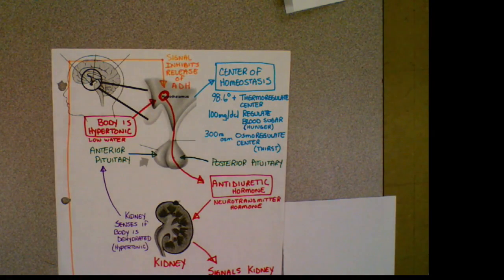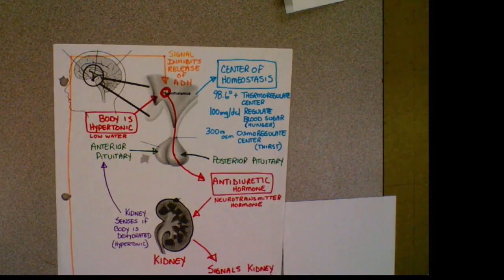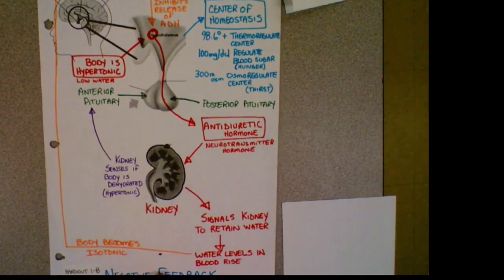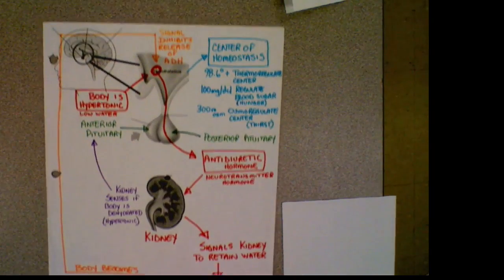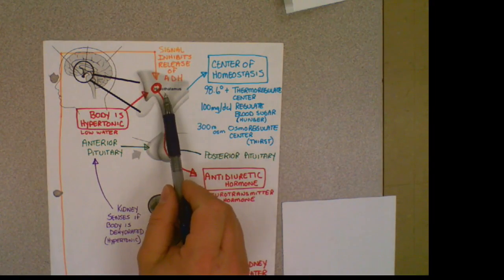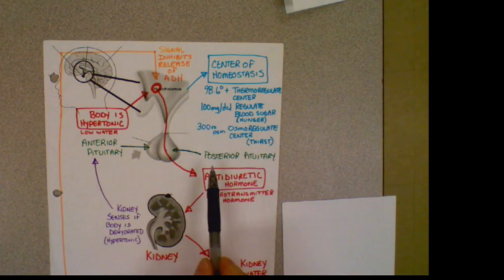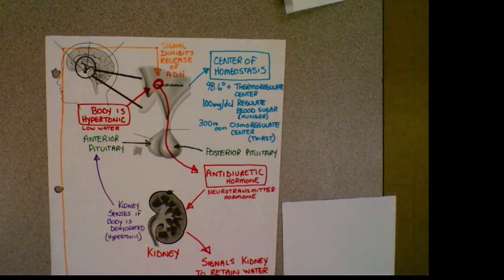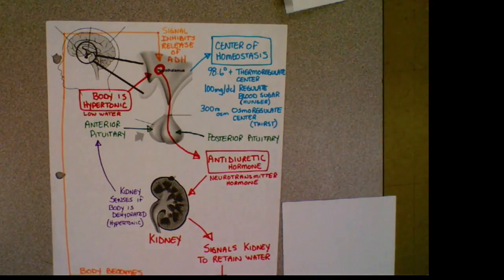So we're going to make antidiuretic hormone until we don't need it anymore. And then once we are isotonic again, we're going to send a signal back to the hypothalamus to turn off the production of antidiuretic hormone. And this is a negative feedback. It's bringing us back to homeostasis.